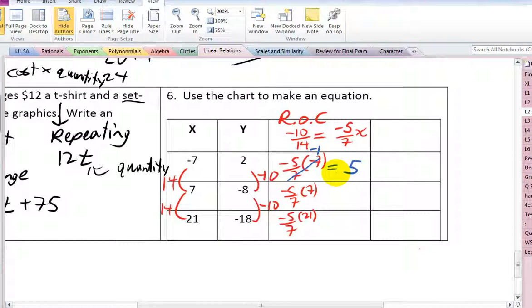Right? You have to be able to multiply a fraction by a whole number. It's a huge, important skill. These two cancel to +1, and we get -5. These cancel to +3, -15. So what's your constant then?